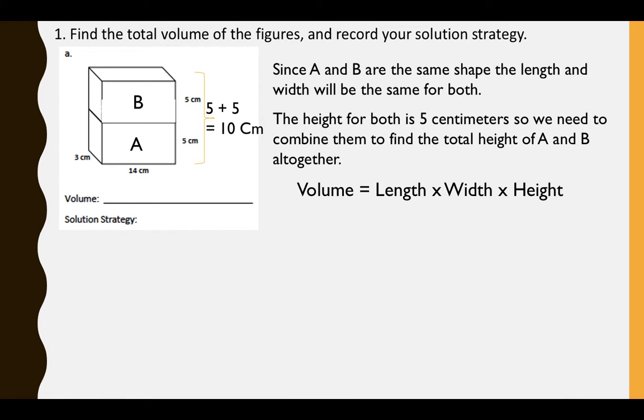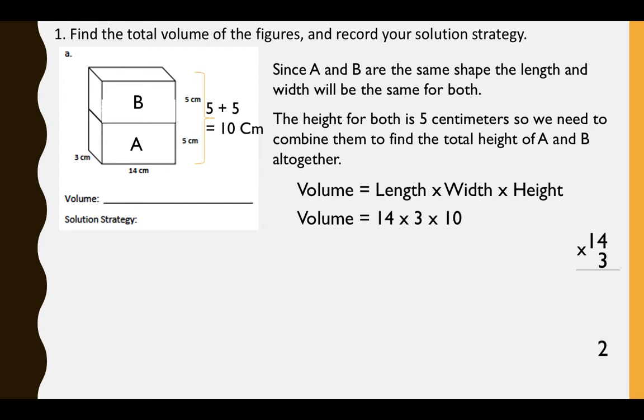So now we have all our information. We can go ahead and find our volume. We know that volume is length times width times height. So I'm going to go ahead and plug in my numbers. I have a length of 14, a width of 3, and a height of 10. So I'm going to go ahead and start. I can multiply either 14 times 3 or 3 times 10. I'm going to go ahead and do 14 times 3.